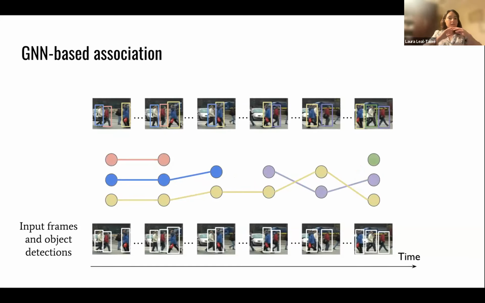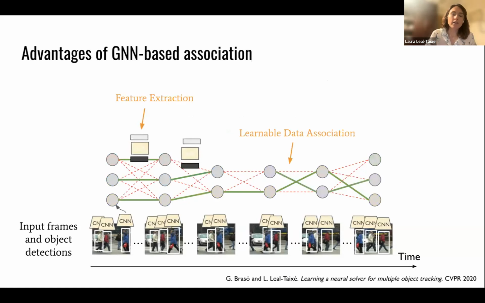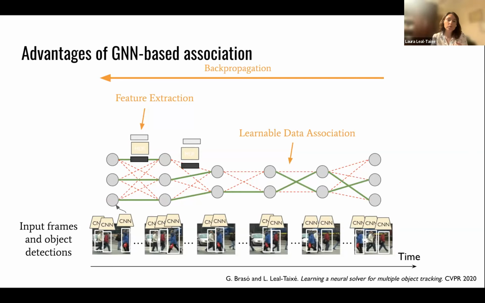And so after classifying these edges, I obtain my trajectories and my job is done. So this is all great, right? And what I particularly like about this formulation is that now, instead of having separate feature extraction and learnable data association, since the data association is learnable, I can actually backpropagate through the whole thing. So I'm actually extracting features that are good for the MOT domain, which is in this case expressed with a graph.